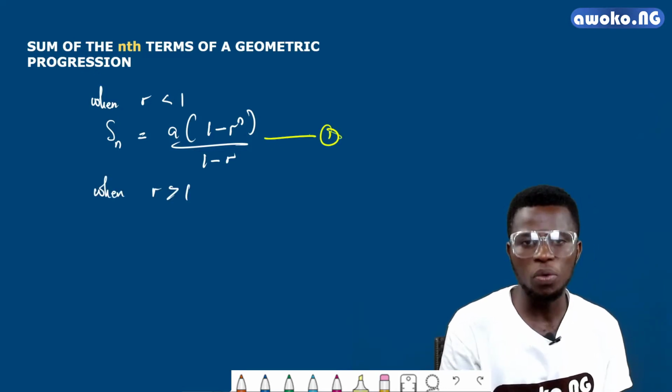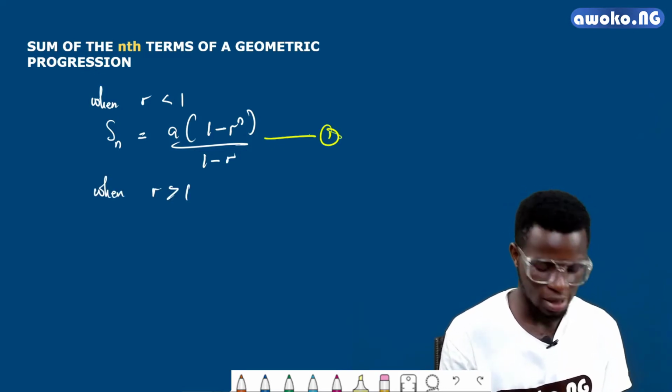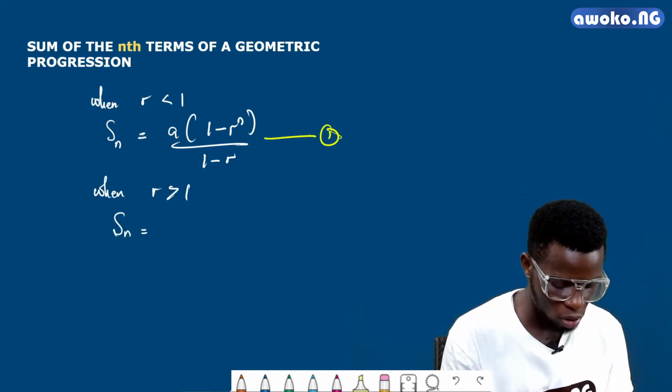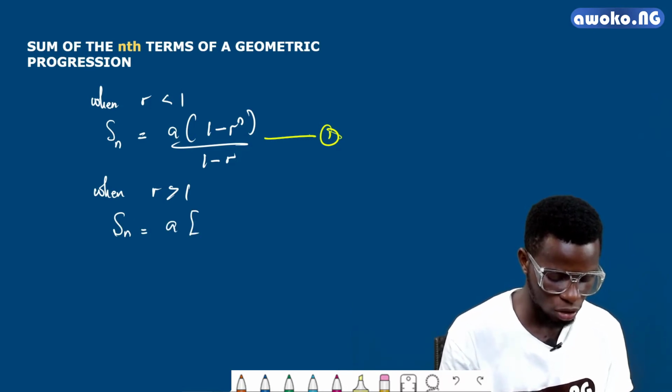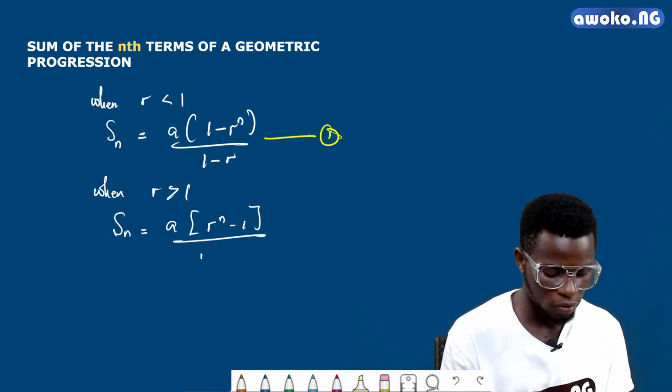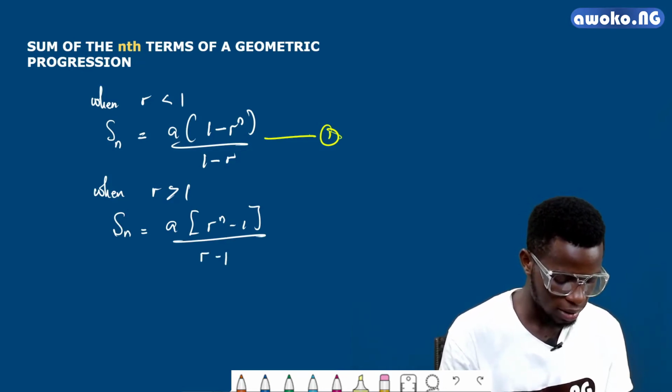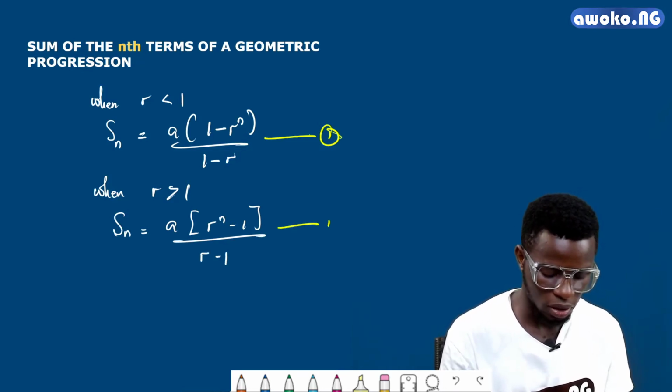But if the common ratio r is greater than 1, the sum would then be equal to a into r raised to power n minus 1 all over r minus 1. And this is the second case we can have.